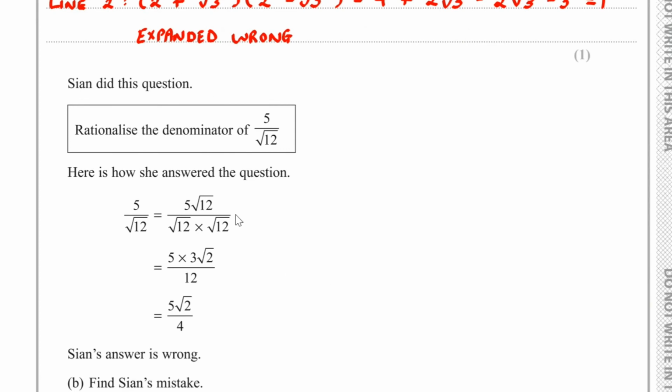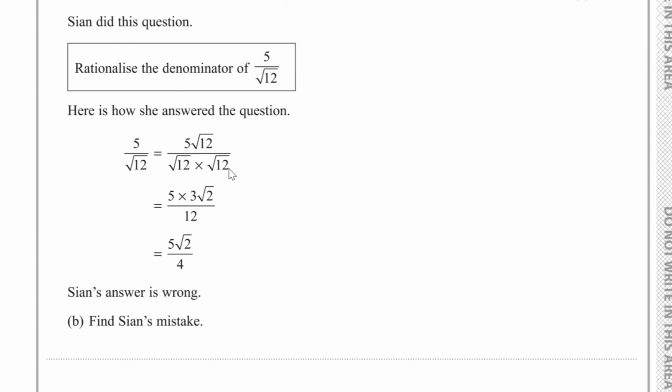Sean did this question. We have to rationalize the denominator of 5 over root 12. Here's how she answered the question. Multiply the top and bottom by root 12. So I've got 5 multiplied by 3 root 2. Well, 3 root 2 is incorrect because, well, here's the error.